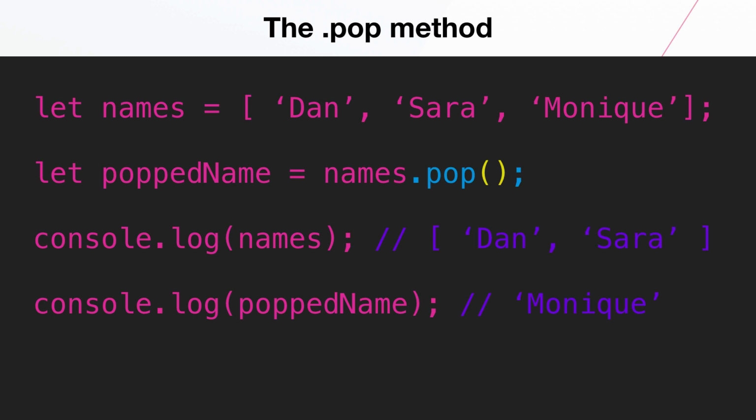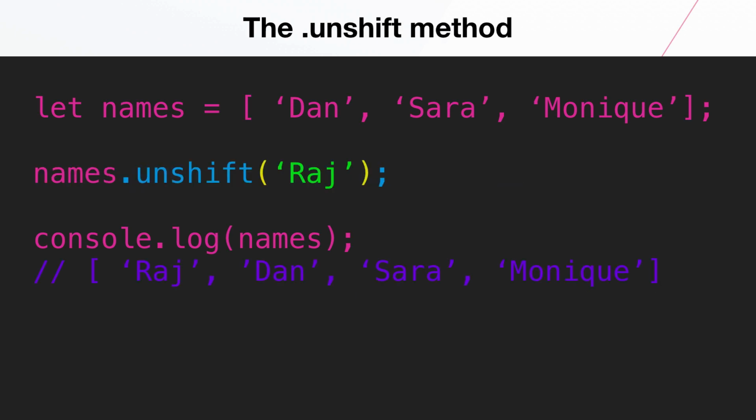And you're like, well, what if we want to add them to the beginning? Well, we have two methods for that as well. Push adds things to the end of the array. Unshift is going to add things to the beginning of the array.